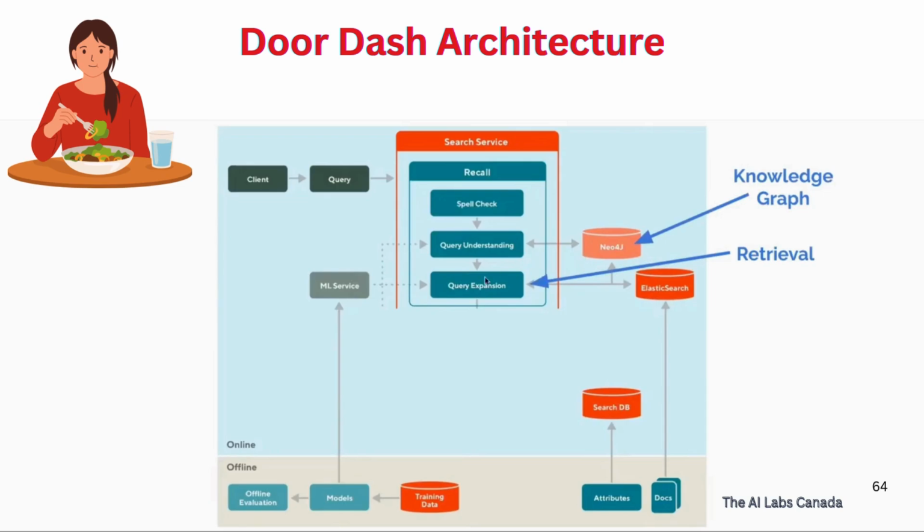Next, the query goes to the query expansion. So this is Neo4j. This is their knowledge graph. Like what is KFC related to? What is McDonald's related to? All that information is stored in the knowledge graph. Over here, they traverse the knowledge graph and find the most similar item and then expand the query. So this is the retrieval step here.